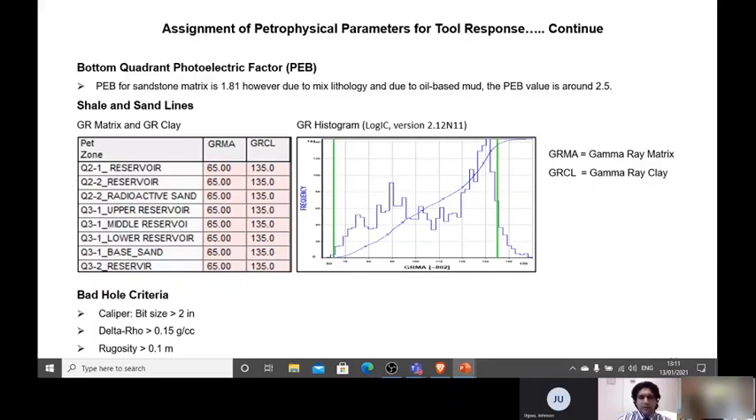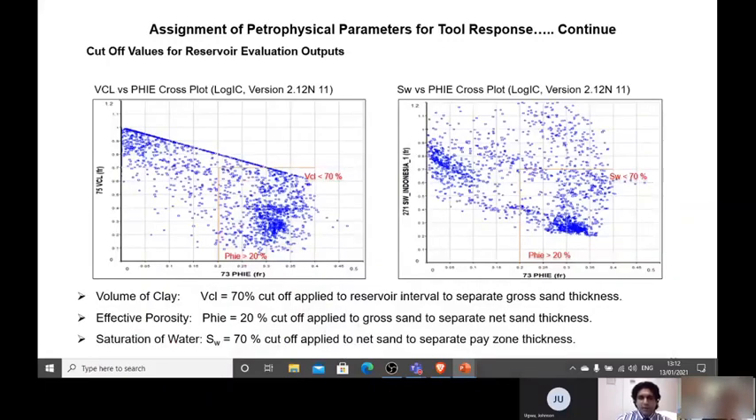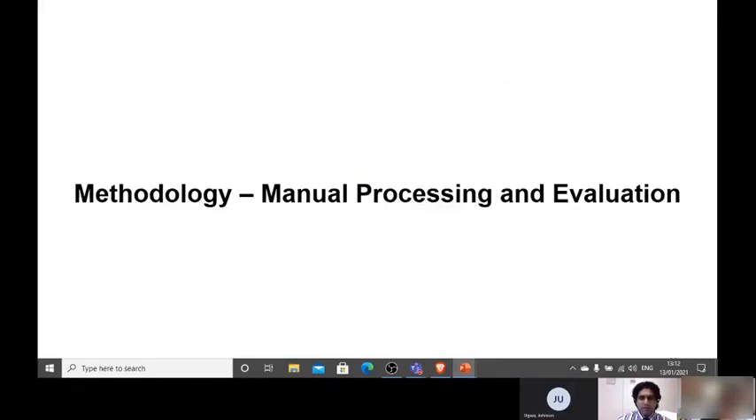From gamma ray histogram, the sand line is selected as 65 API, while the shale line as 135 API. The bad hole criteria is given at the bottom. The resistivity of formation is extracted as 0.192 ohm meter from 18 meter thick, clean, water-bearing sand zone using Pickett plot. Using these cross plots, 20% cutoff is defined for effective porosity, whereas 70% cutoffs are defined for volume of clay and saturation of water.